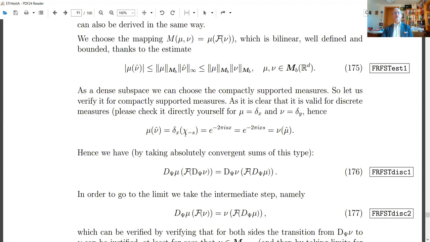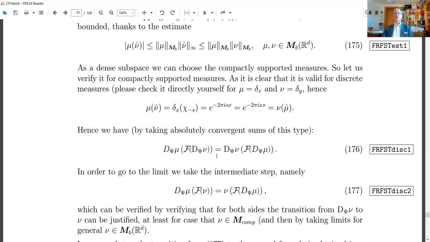Now, if it's true for deltas, it will be true for finite discrete measures by taking linear combinations of deltas. But it's also true for absolutely convergent sums. And we know that if you give me any measure, the discretized version d psi mu, and now instead of using hats, I'm writing it, applied to the Fourier transform of this bounded measure d psi nu, must be d psi nu applied to, and now I'm switching the roles and take the Fourier transform of the discrete version of mu. So it's just starting from a trivial statement that e to the minus 2 pi i s x equals e to the minus 2 pi i x s. Switching the order here gives you already this quite relevant statement.